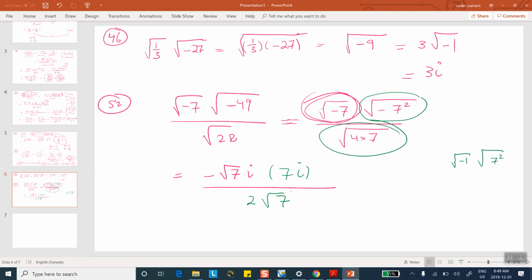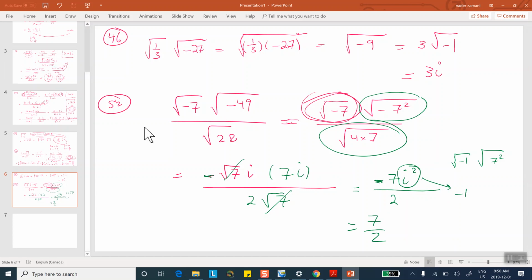There's some cancellation. This cancels that. And we have, let me write it like that, minus 7i squared, right? So there's a minus here, which I wrote there. i times i is i squared, right? And 7 is going to stay. And there's going to be a 2 here. And remember, i squared is minus 1. So this is 7, this is minus 1, right? So this is going to be 7 over 2. That's it.